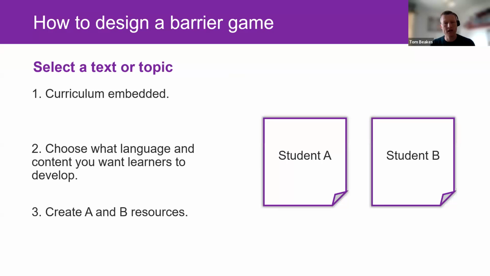Then, of course, you can create kind of A and B resources for those sort of information gap type activities in particular. And the missing information should require learners to use the language and content that you've identified in step 2. So let's have a look at what that actually might look like in class.